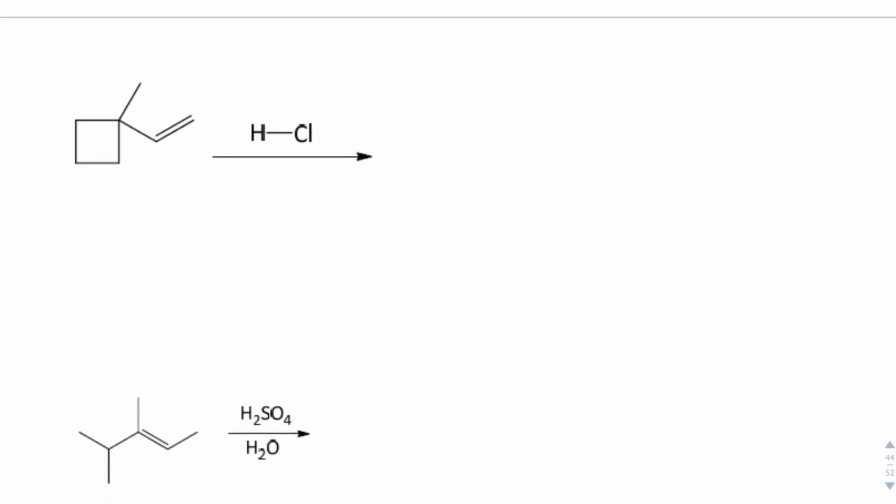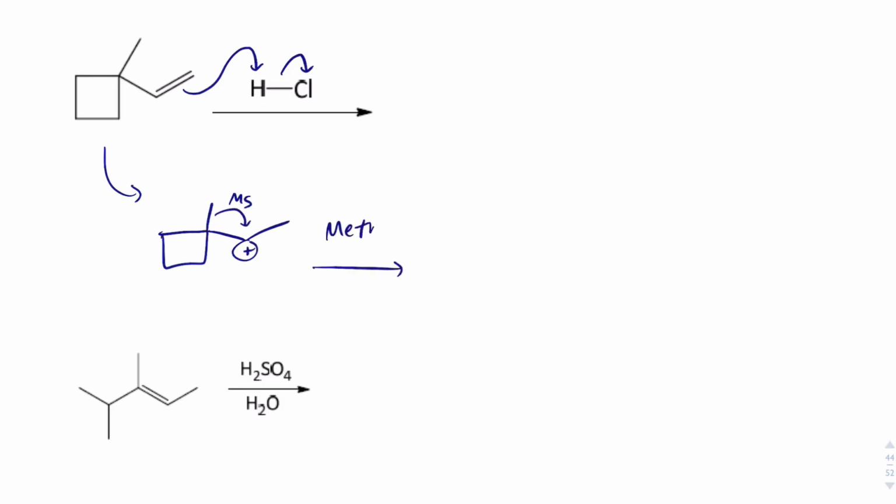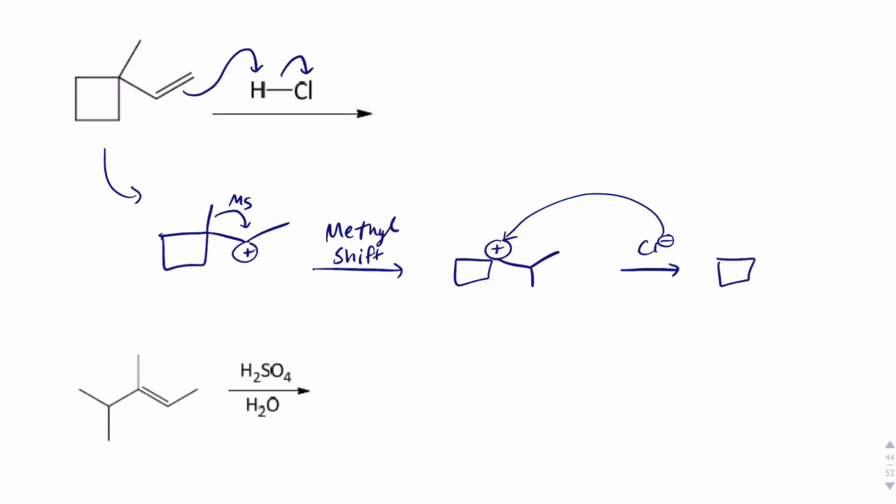Okay, let's look at this one. I'm just going to do a lot of examples because it just takes a lot of experience to get these down. Here we see HCl instead of HBr. Put the positive on the most substituted. Here, we're going to have a methyl shift. And then Cl minus can come back in. Now, you probably are thinking to yourself that methyl shifts and hydride shifts are very tedious, and they are.